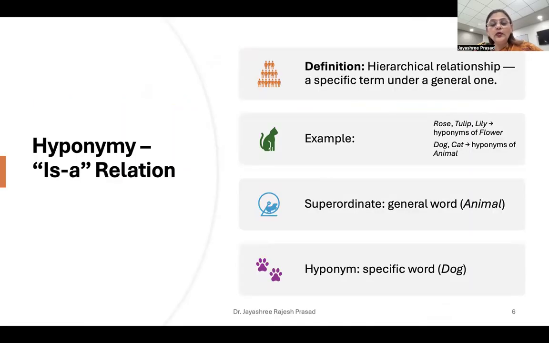Another one is hyponymy, which is a kind-of relationship. A rose is a kind of flower. A cat is a kind of animal. These relations help us organize concepts hierarchically, like branches under a larger category.